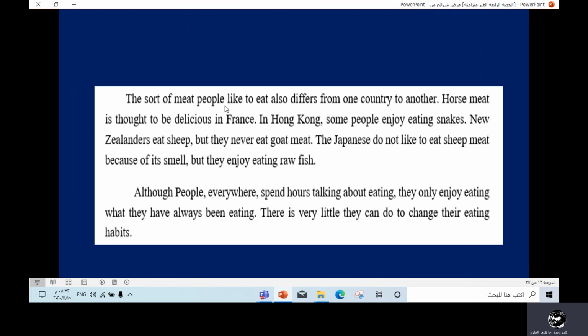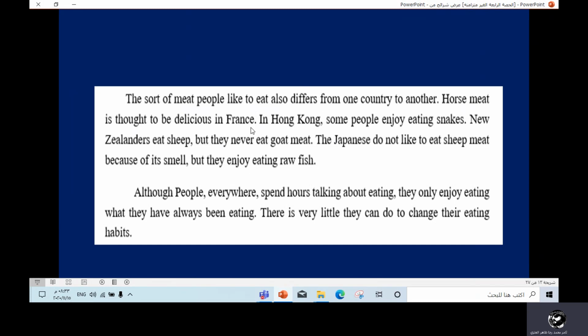The sort of meat people like to eat also differs from one country to another. Horse meat is thought to be delicious in France. In Hong Kong, some people enjoy eating snakes. New Zealanders eat sheep, but they never eat goat meat. The Japanese do not like to eat sheep meat because of its smell, but they enjoy eating raw fish. So this is paragraph number 3. The third paragraph is talking about meat, the kinds of meat.